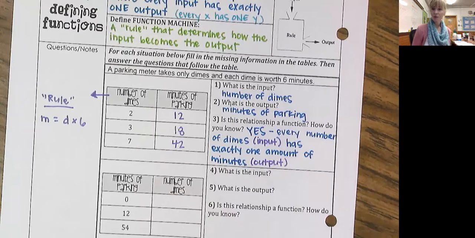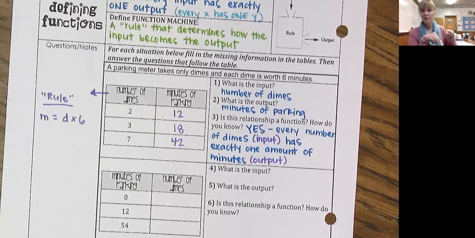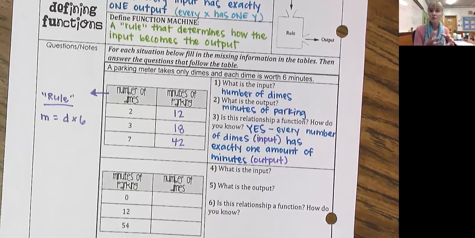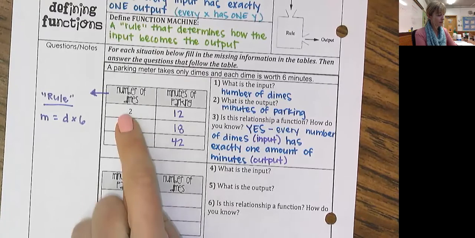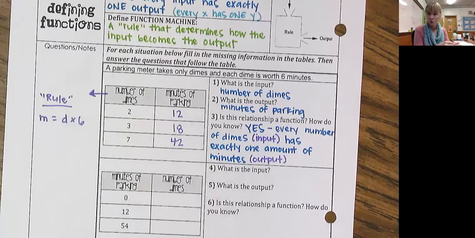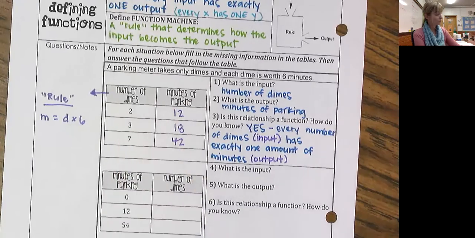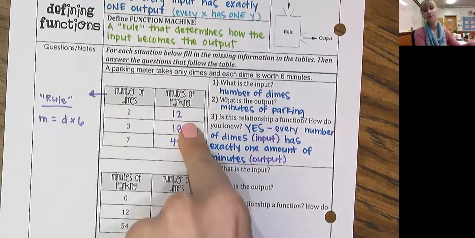That's what matters when it comes to a function. If I put in 2 dimes, do I know exactly what I'm getting? Because if it's a scenario where you put in 2 dimes and you have no idea what the output's going to be because there's a whole bunch of them, that's a scenario where it's not a function. But in this case, there is a rule happening here. When I put in 2 dimes, I multiply it by 6 and I get my minutes. That means every input has exactly one and only one output.